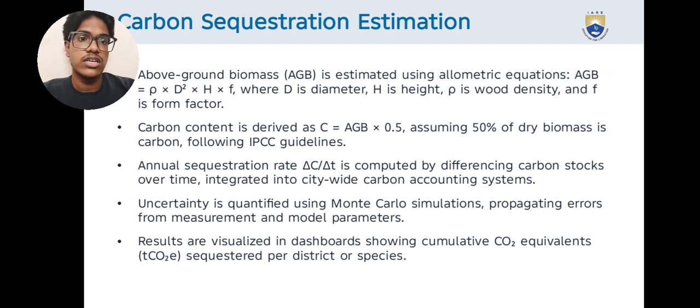guidelines. Annual sequestration rate, delta C by delta T, is computed by differencing carbon stocks over time, integrating into city-wide carbon accounting systems. Uncertainty is quantified using Monte Carlo simulations, propagating errors from measurements and model parameters. Results are visualized in dashboards showing cumulative CO2 equivalents, tCO2e, sequestered per district or species.